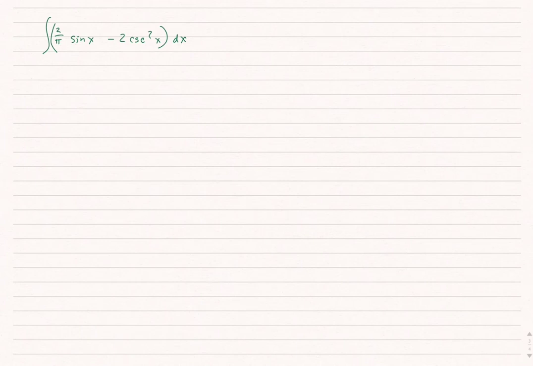Let's do another one. Let's do 2 over pi sine x minus 2 cosecant squared x. Again, we're going to break this up into two separate terms and two separate integrals. By now we're comfortable with saying the antiderivative of sine x is negative cosine x. So I'll put that negative sign out there.